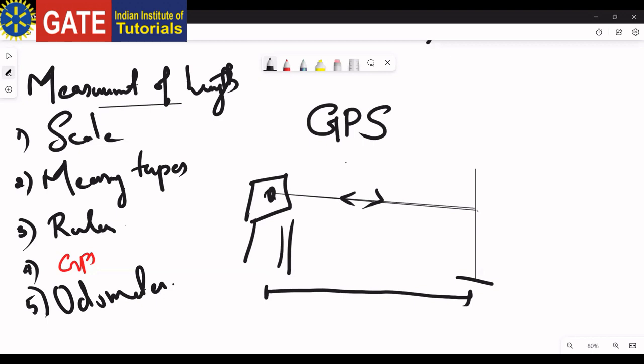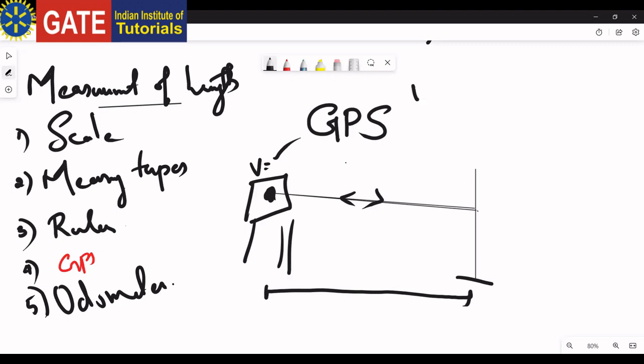So this device knows the velocity of the light, the velocity of the transmitted signal. It knows it very well, the speed of light in air. If I use a laser lamp, the velocity will be one value. If I use some other source like UV, the value will be different. So for each and every one, the speed will be different.